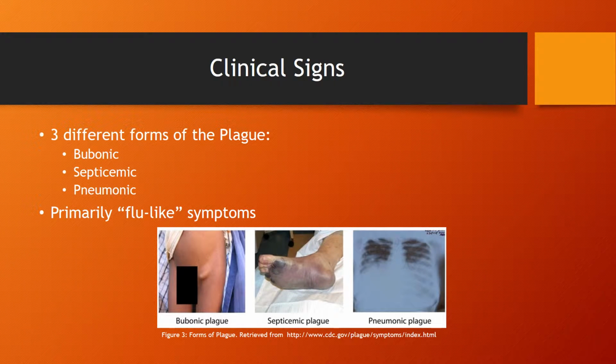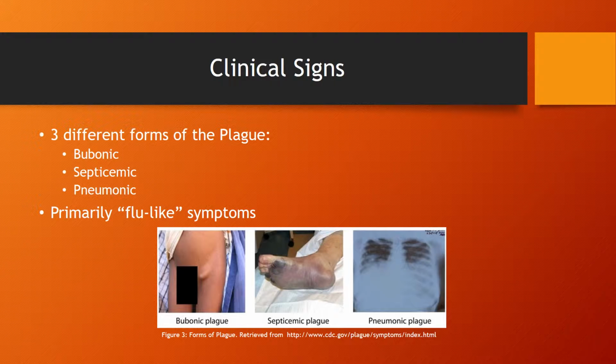All right, so clinical signs of the plague. There are three different forms that we can see with the plague: bubonic, septicemic, and pneumonic. With bubonic, that actually refers to swellings that will occur. Basically, your lymph nodes are getting enlarged, and the picture on the bottom left shows an example of that. That is an inguinal lymph node that is enlarged. These buboes are often painful to the touch.